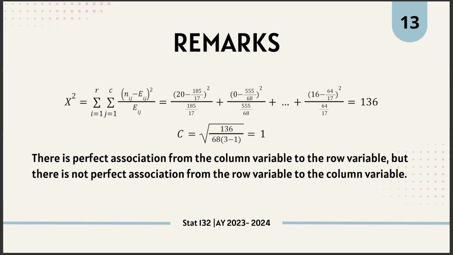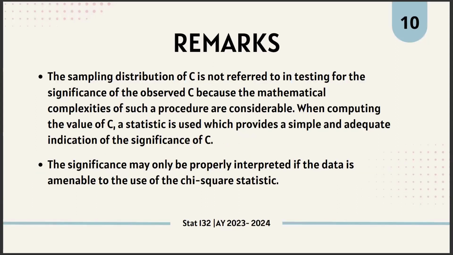If we calculate the chi-square and the Cramer coefficient, then we see that it does equal 1. So we can say that there is perfect association from the column variable to the row variable, but there is not perfect association from the row variable to the column variable. This is again because our R is less than K. So the sampling distribution of C is not referred to in testing for the significance of the observed C, because the mathematical complexities of such a procedure are considerable.